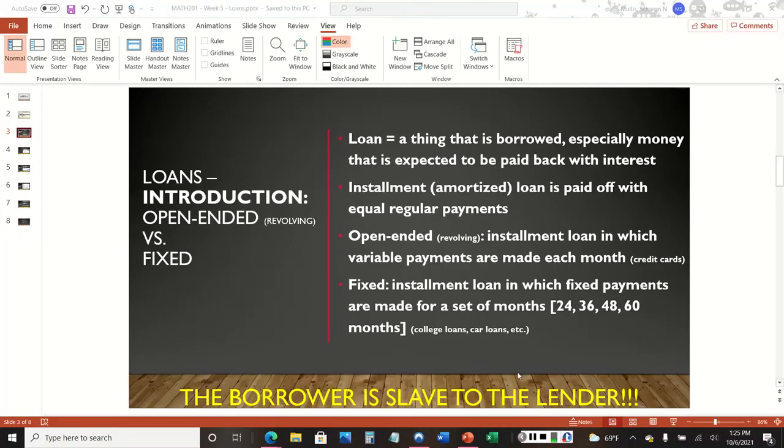So as I mentioned, we're going to be talking about loans, and specifically, we'll start with an introduction about loans. A loan is pretty much a thing that is borrowed, especially things like money that's expected to be paid back with interest. And as we discussed in our last video, interest is pretty much the amount of money that you have to pay in addition to the amount of money that you borrowed. So interest is money on top of the principal or the original amount that you borrowed.